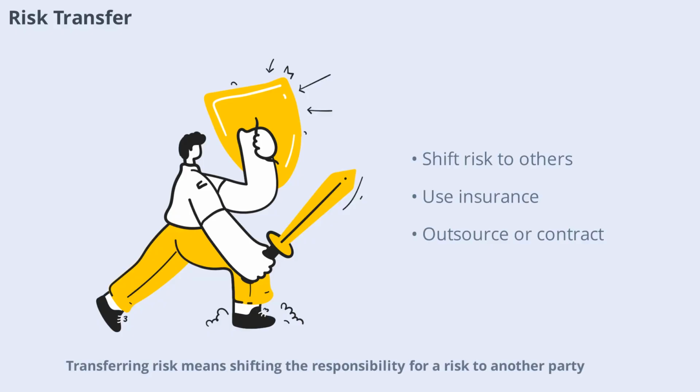Transferring risk means shifting the responsibility for a risk to another party. The most common example is purchasing insurance, which protects your business from financial losses due to certain events. Other forms of risk transfer include outsourcing or entering into contracts that assign liability. While transfer doesn't eliminate risk, it can help reduce the financial burden if something goes wrong.